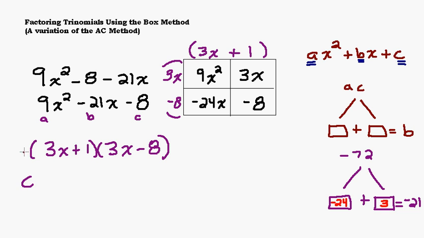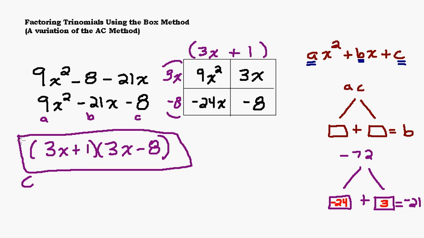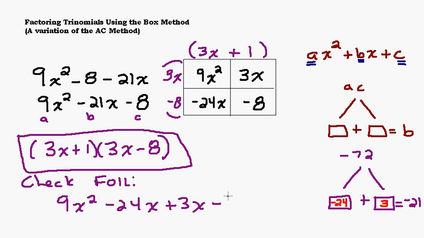If we wanted to check this answer, this is factored, we would just FOIL. So 3x times 3x is 9x squared. 3x times negative 8 is negative 24x. 1 times 3x is positive 3x. 1 times negative 8 is negative 8. And you'll notice these four terms correspond to the four terms in the box. Not a coincidence. Then you can combine like terms, which is basically what you did over here. You picked negative 24 and 3 because they combine to be negative 21. And so you end up with the correct trinomial.